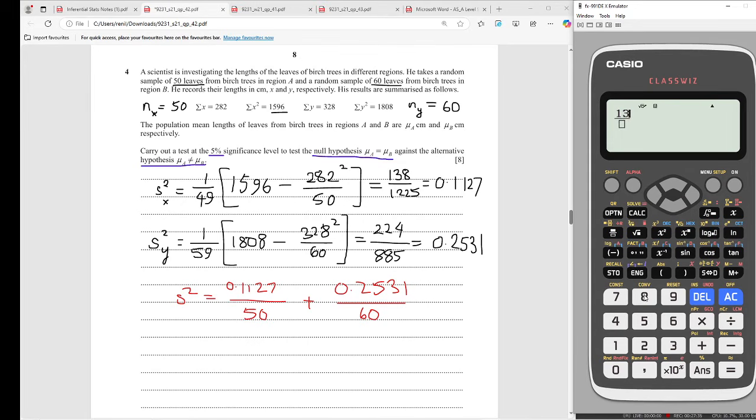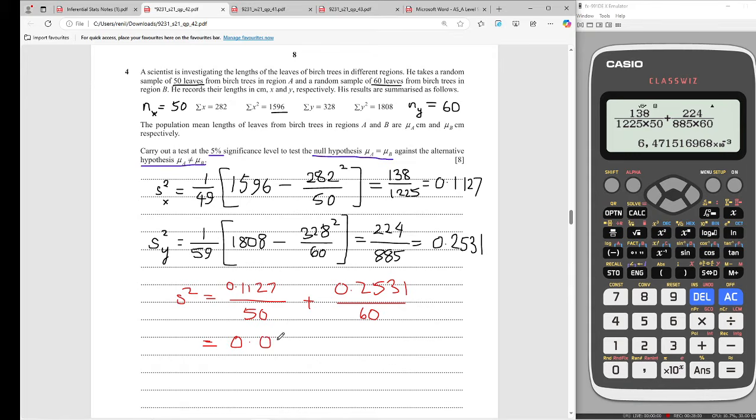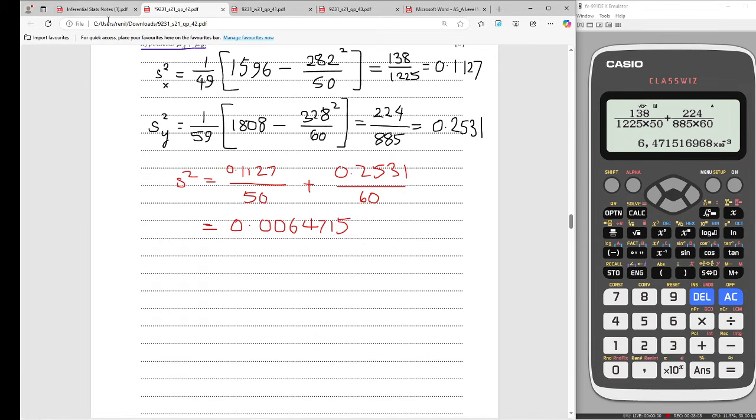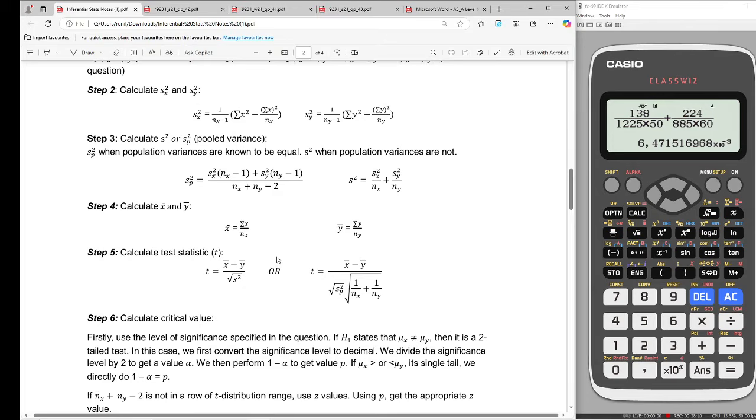So we have 138 by 1225, and we times that denominator by 50, and we add that with our next value, which is 224 by 885, times that by 60, and we get our S2 value as this. It's equal to 0.0064715, right? This is your S2 value.